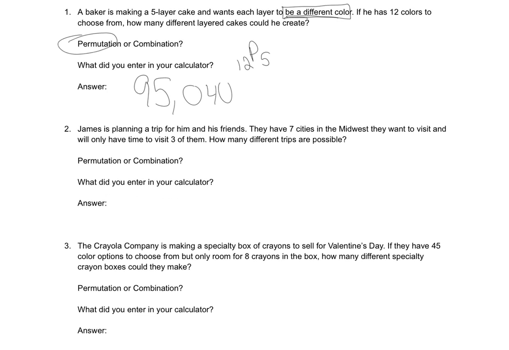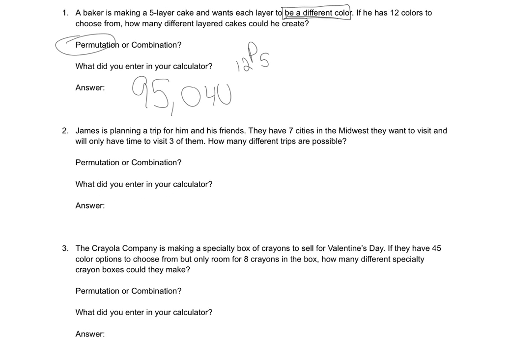Okay. James is planning a trip for him and his friends. They have 7 cities in the Midwest they want to visit, but only have time to visit 3 of them. So since they are going on a trip and they have to go in a specific order, they can't go back to a place they've already been. The order that they go to matters. So therefore, it is a permutation.